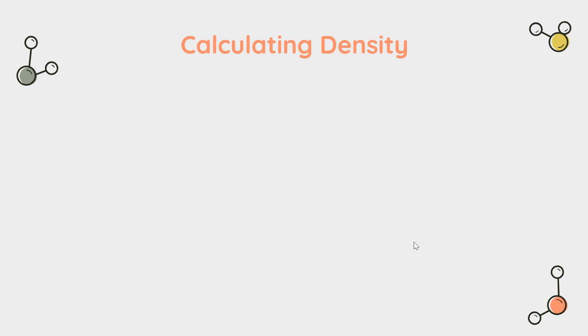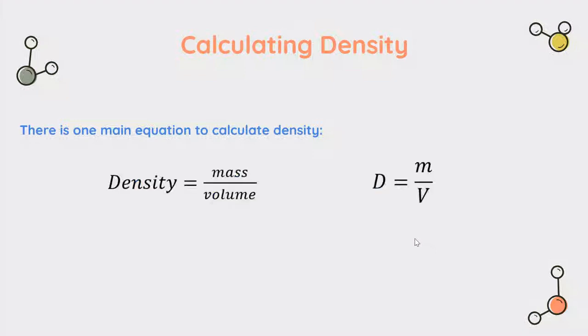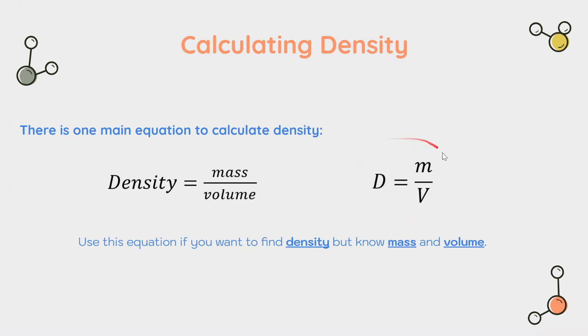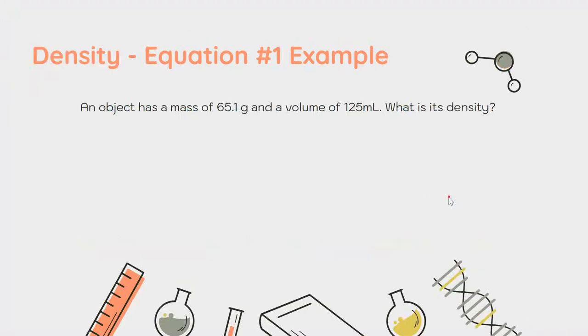Now let's actually talk about how to calculate density. There is one main equation we use, and that is that density equals mass divided by volume. And we shorten that a lot of times to D equals m over v. We will use this equation if we want to find density, but we know the mass and the volume of an object. Now let's take a look at an example.